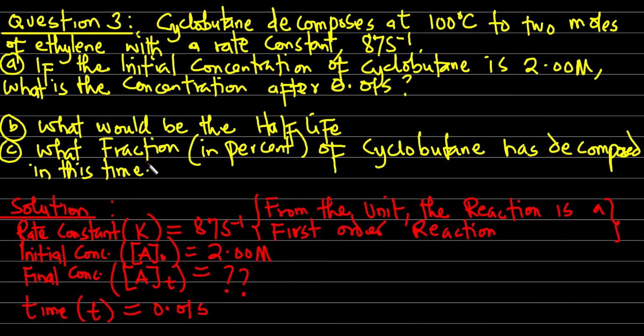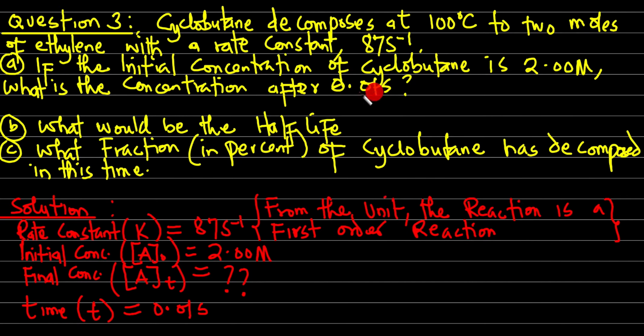Now, looking at the next question, question number 3, it says cyclobutane decomposes at 100 degrees Celsius to 2 moles of ethylene with a rate constant 87 per second. Okay, if you look at the unit of this rate constant, of course, this is the unit of a first order rate constant, if you could recall. Question A says if the initial concentration of cyclobutane is 2.0 molar, what is the concentration after 0.01 seconds?